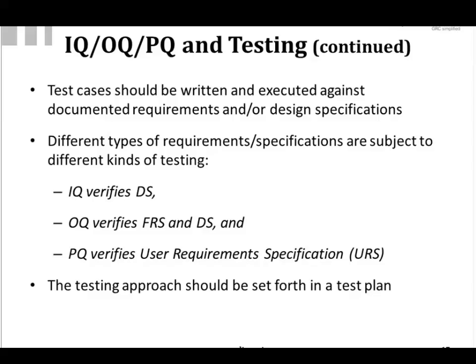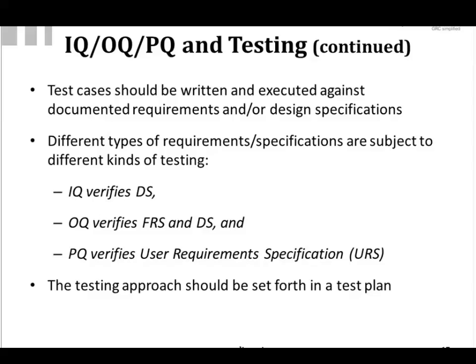So in an IQ, you're verifying that the system was designed properly. The hardware and software components, separate from the application, are all designed properly and functioning properly. In OQ, you're verifying that every functional requirement that you laid out in the beginning is met and that the design elements are correct in terms of delivering that functional capability. The PQ is verifying the user requirement specification, that the user is able to use this system in their operating environment using their same processes and being successful.